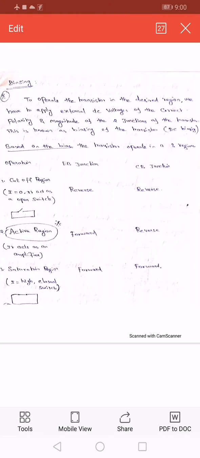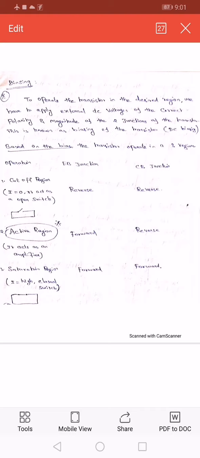So next one, biasing of BJT. The definition of biasing is to operate the transistor in the desired region. For that, we need to apply an external DC voltage of the correct polarity and magnitude to the two junctions of the transistor. This is called biasing, which means we have to apply the external DC voltage with the correct polarity and magnitude at the two junctions of the transistor.